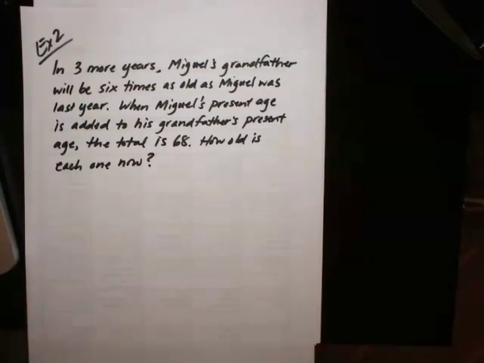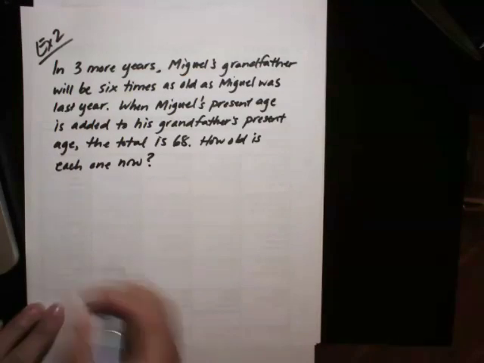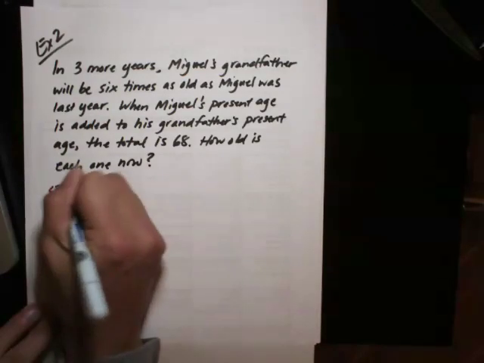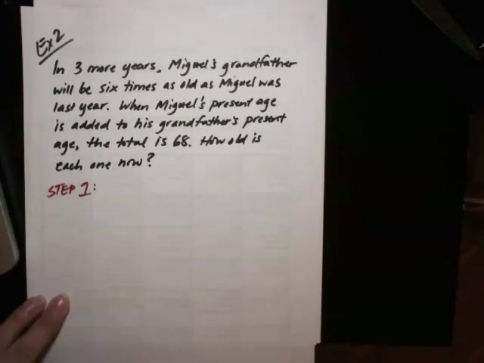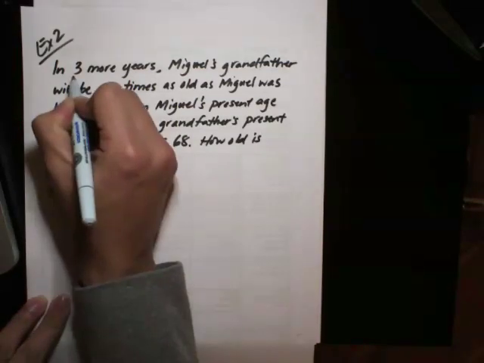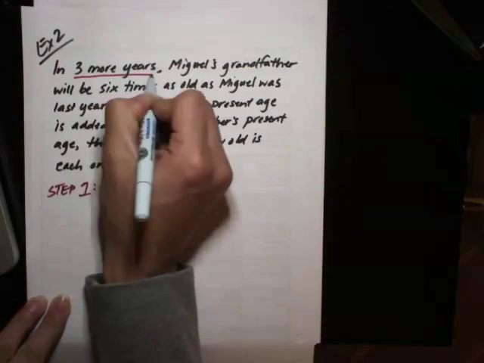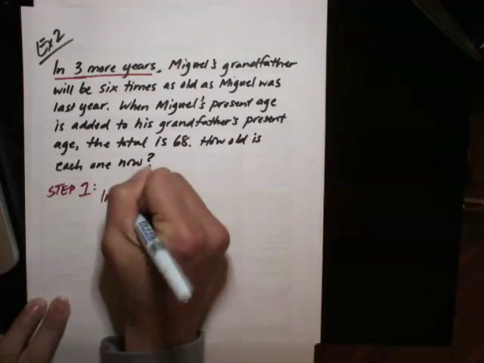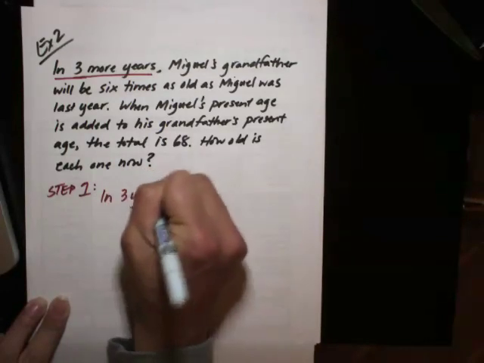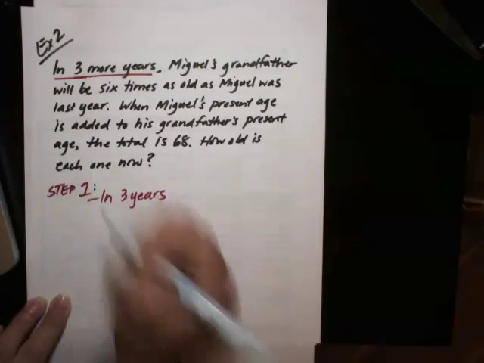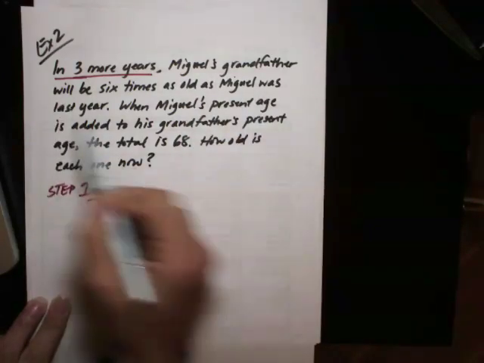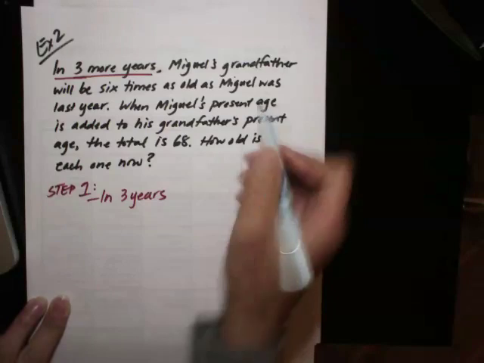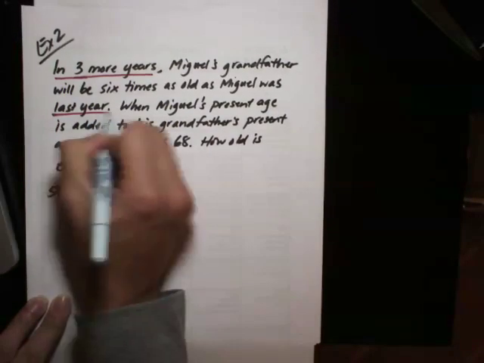Again, we want to first identify the key times. So step 1, identify the key times. Well, right off the bat, I see in 3 more years. So in 3 years is one of them. Miguel's grandfather will be 6 times as old as Miguel was last year. Last year is another.